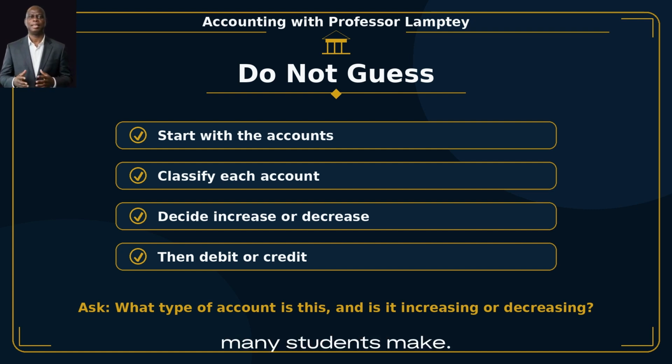This is the mistake many students make. They ask, is it a debit or a credit? But that is like trying to answer a question before reading the problem. The better question is, what type of account is this? And is it increasing or decreasing? Once you answer that, the debit or credit becomes much easier.